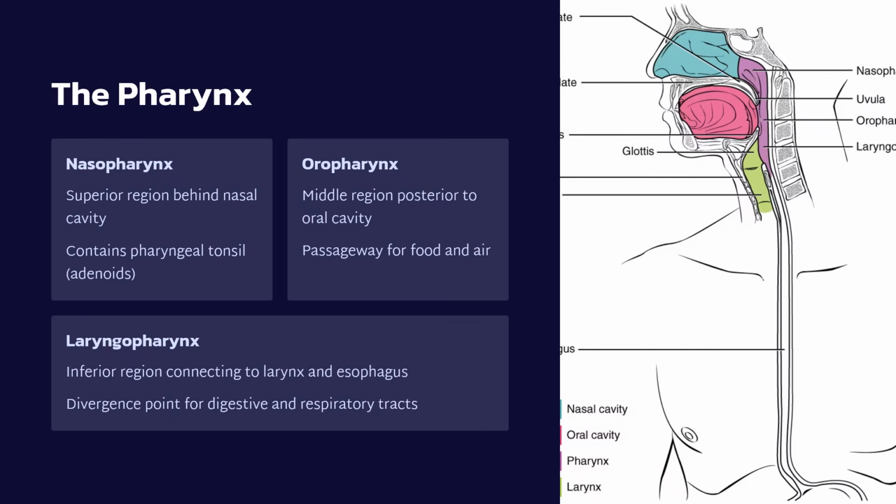Your pharynx is divided into three. We have your nasopharynx, oropharynx, and your laryngopharynx. So your pharynx is a muscular tube that serves as a common passageway for air and food, guiding air from the nasal cavity to the larynx and food or liquids from the mouth to the esophagus. So your nasopharynx contains your pharyngeal tonsil or adenoids. Your oropharynx is the middle region, and the laryngopharynx is the inferior region where we have the divergence point for your digestive and respiratory tracts.